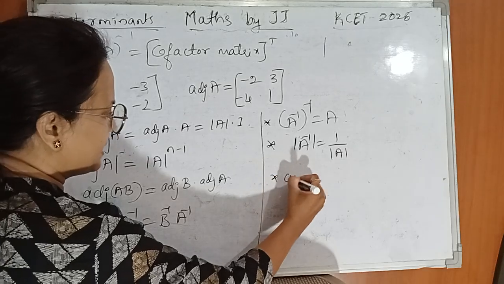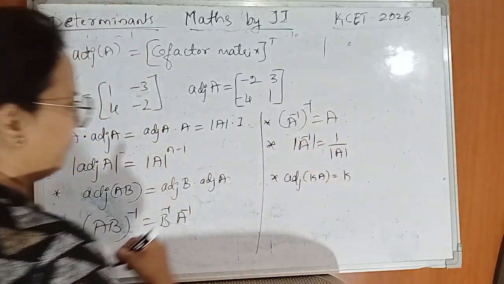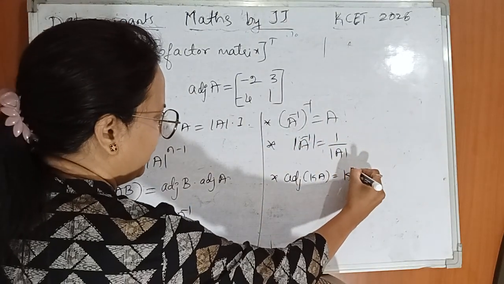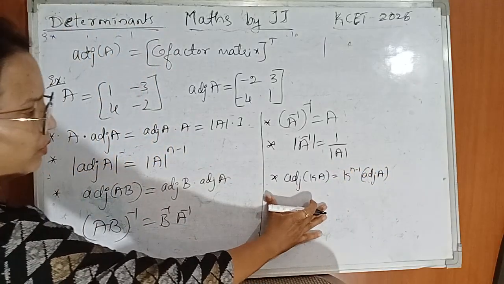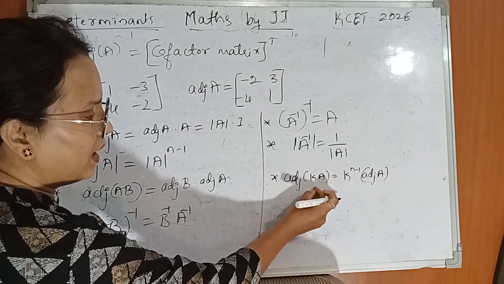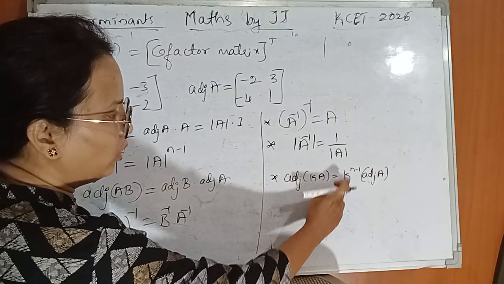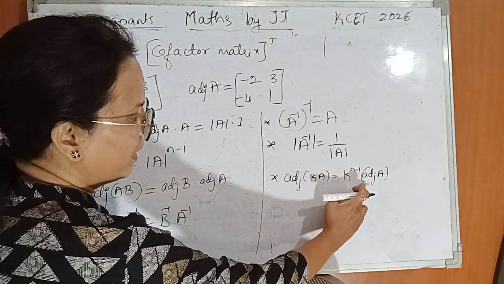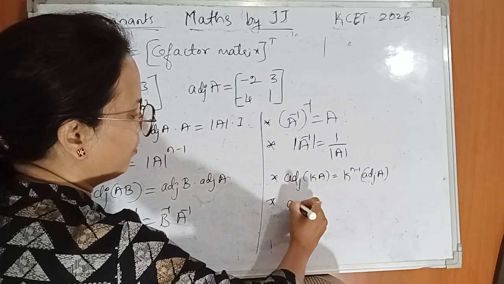Then next is adjoint of KA, which is equal to K to the power n minus 1 into adjoint of A. A very important formula. If any question is based on KA, K is a scalar, A is a matrix. So if you want adjoint of KA, it is K to the power n minus 1, where n represents the order of the matrix, into adjoint of A. This is very very important.